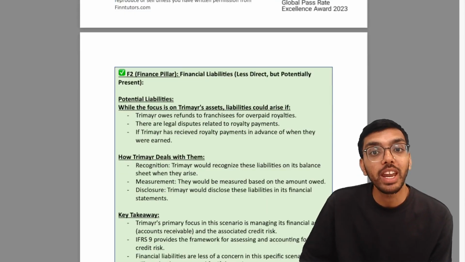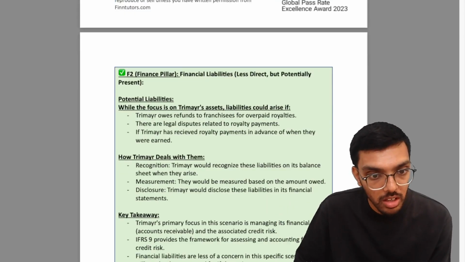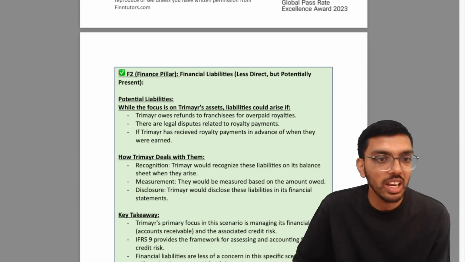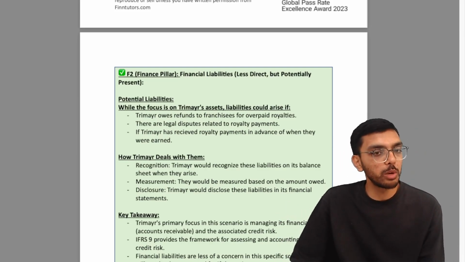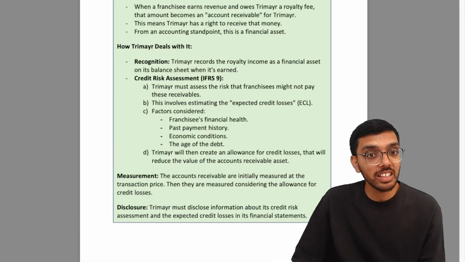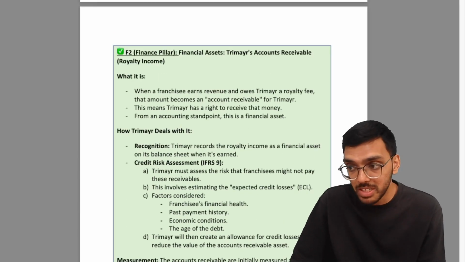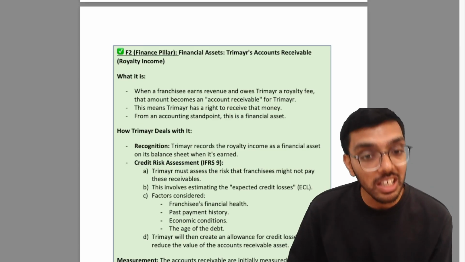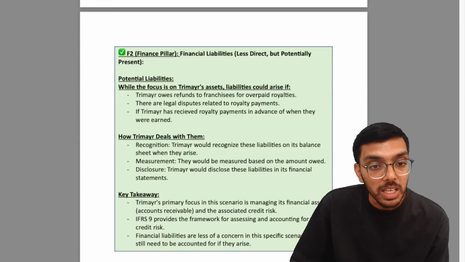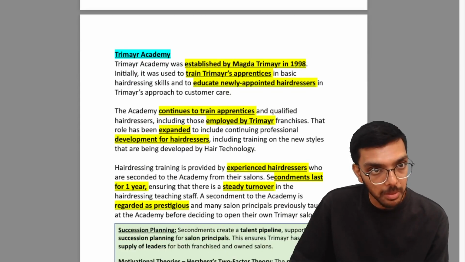Same way, financial liabilities. I've just put an example of financial liabilities over here. It's less direct, so I won't go through it with you in class. But the financial asset is a very direct aspect of our business, which is bringing in the F2 topic of financial asset, financial liabilities recognition. So please be aware of the same.